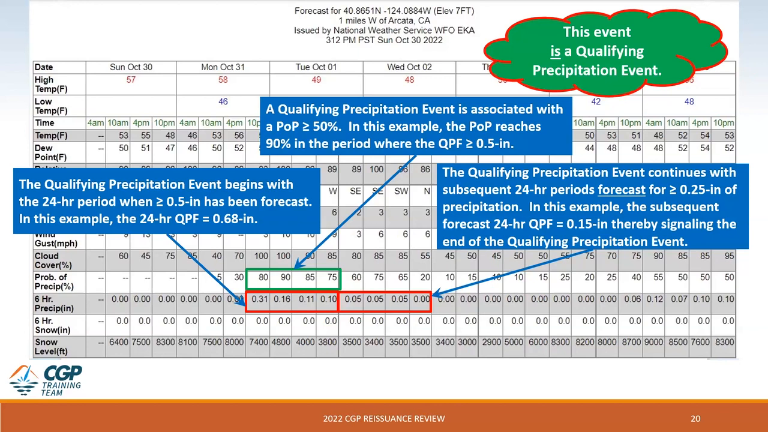Now, the big question is, when does that qualifying precipitation event end? Well, it ends when you have a 24-hour period with less than a ½ inch of precipitation. In this example, the subsequent forecast 24-hour period only has 0.15 inches, therefore signaling the end of the qualifying precipitation event.